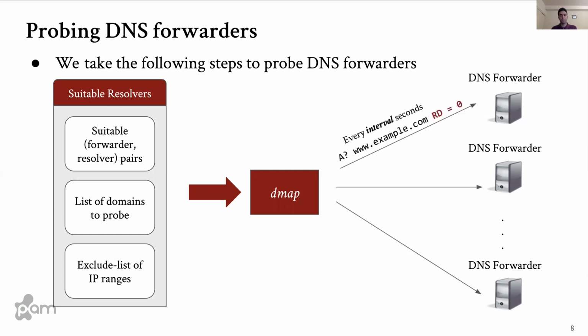DMAP sends a DNS query packet for each domain name to each active forwarder every interval seconds. And at the same time, DMAP is sending DNS queries with RD equals 0. It is listening for DNS responses to infer when the DNS record was added to the cache. Furthermore, DMAP continues probing our scan domain on each forwarder to determine whether each forwarder still satisfies the conditions.